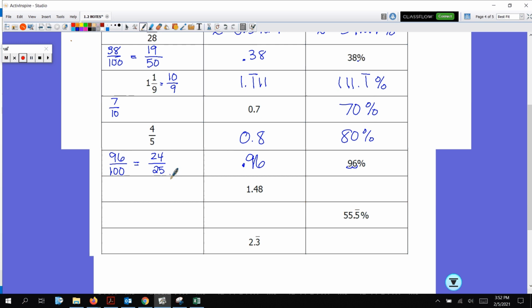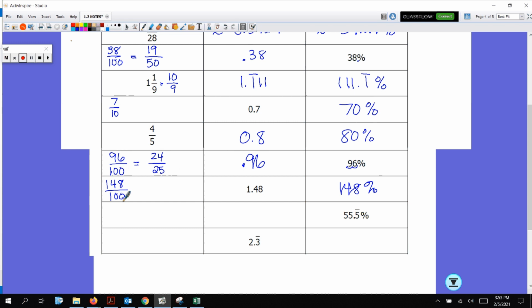All right, well, this is a toughie, right? Because now we have 1.48 as the decimal. Well, I'm going to move the decimal 2 places to the right to write the percent, so 148%. And this is 1 and 48 100ths. So we're going to do 148 over 100.